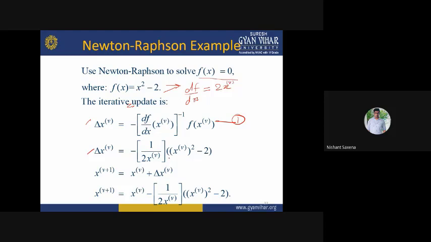Okay. And what is your f of x? This is your x square minus 2. And we take the inverse of it. That's why it is coming to be downward. It is coming to be this way. Is this clear? We are taking the inverse of it. So what is the inverse of it? It will be 1 upon 2x. So when we substitute this, we will be getting this df by dx, okay, for the function of x.